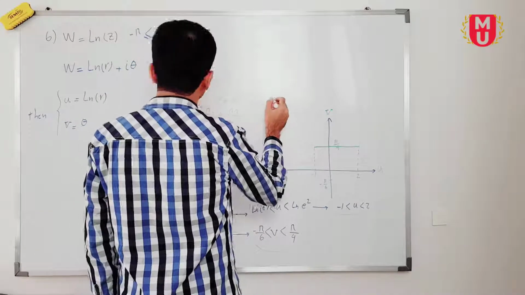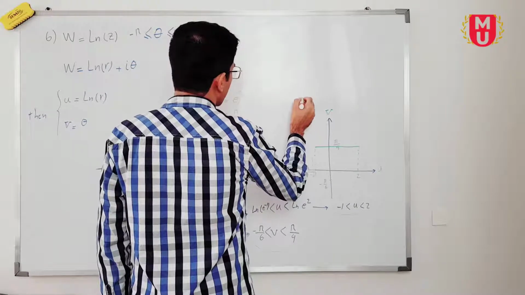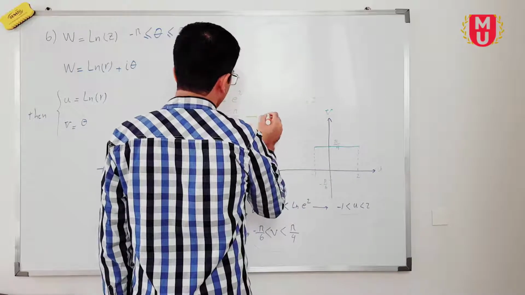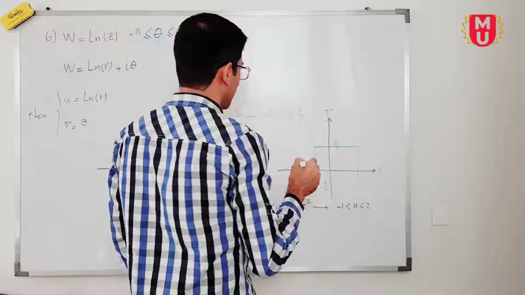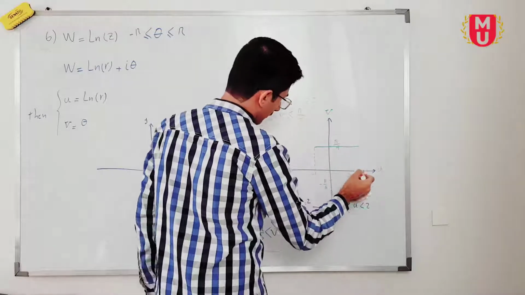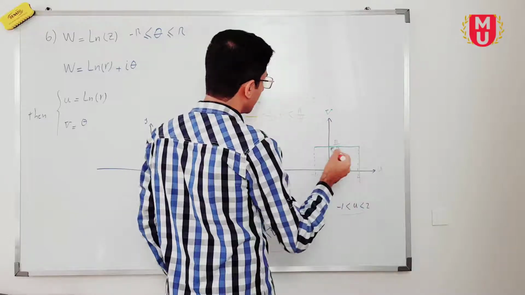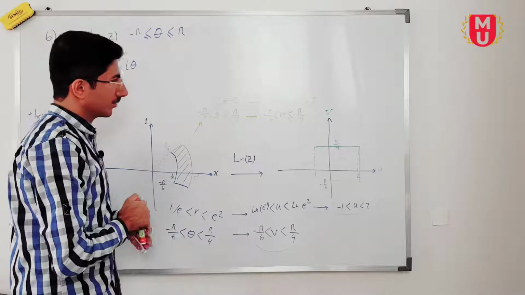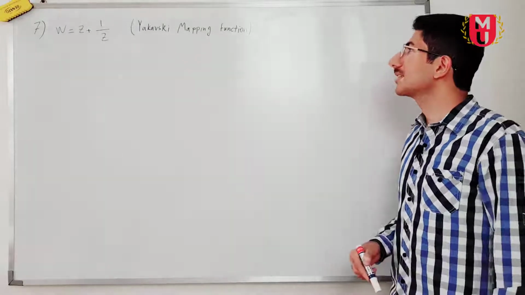Okay, we got an ln. U is ln of e to the 2, it becomes 2. And v goes from minus pi over 6 to pi over 4. And this green line is the converted radius of e to the 2. That's it. Our next mapping function is called the Joukowsky mapping function.